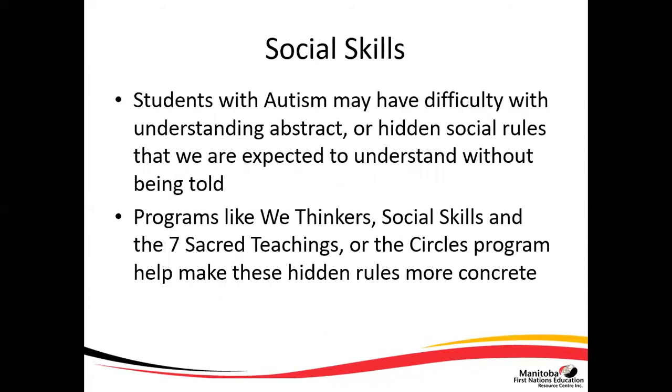Okay, so that's all of our sensory stuff. We're going to move on to some social skills. So students with autism may have difficulty with understanding abstract or hidden social rules. Programs like We Thinkers, Social Skills, and the 7 Sacred Teachings or the Circles program help to make these hidden rules more concrete.